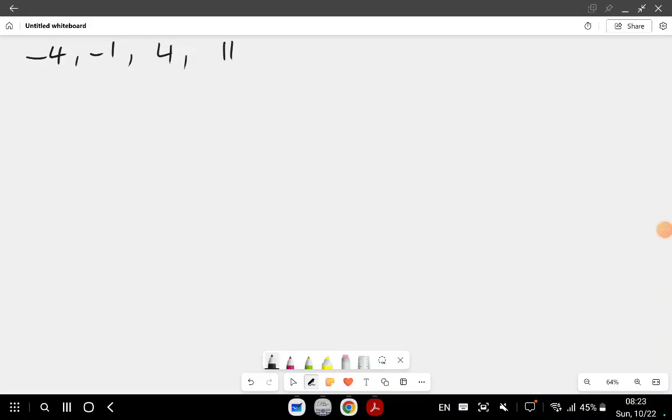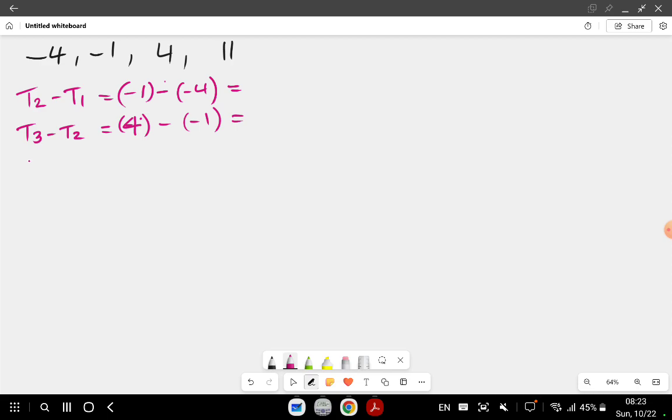All right, let's do our second one: -4, -1, 4, and 11. The first thing we want to know is is it arithmetic or geometric. So term 2 minus term 1 is -1 minus -4. Term 3 minus term 2 is, oh, it's 4 minus -1. So let's see what we got. Okay, I can do the fourth one also. Term 4 minus term 3, that is 11 minus 4.